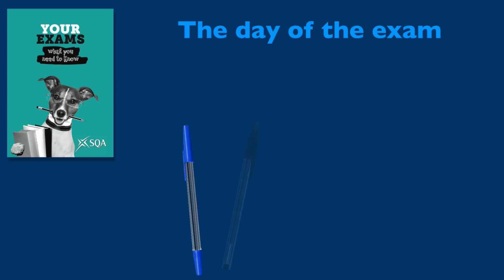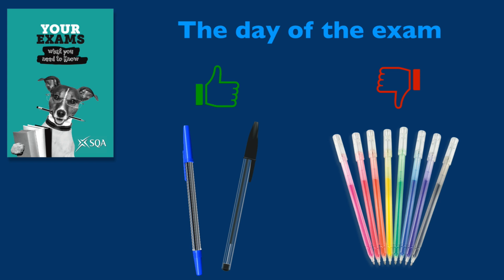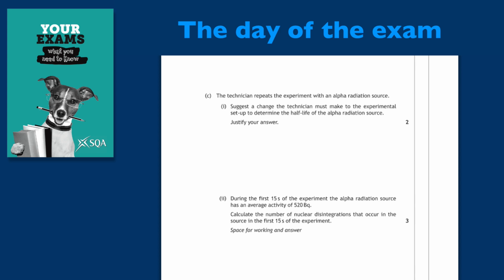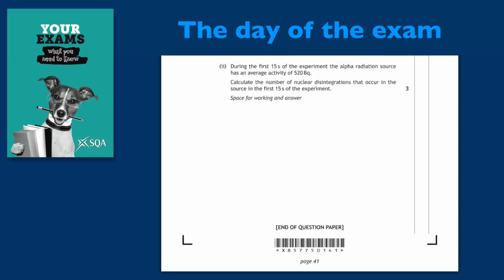Use a blue or black pen to write your answers and don't use gel pens because they can fade. You don't want all your hard work to become invisible ink by the time it gets to the SQA for marking. And try to write as neatly as you can. Work through the question paper until you see this, end of question paper.